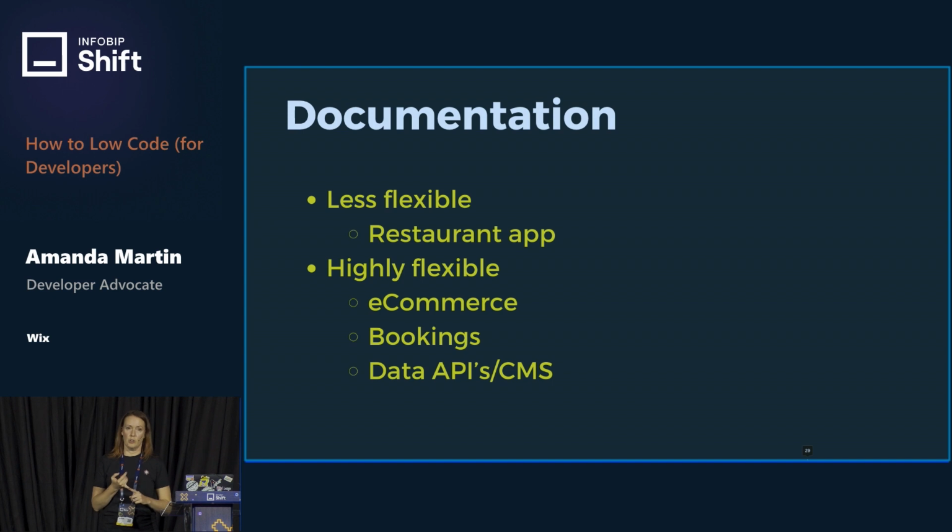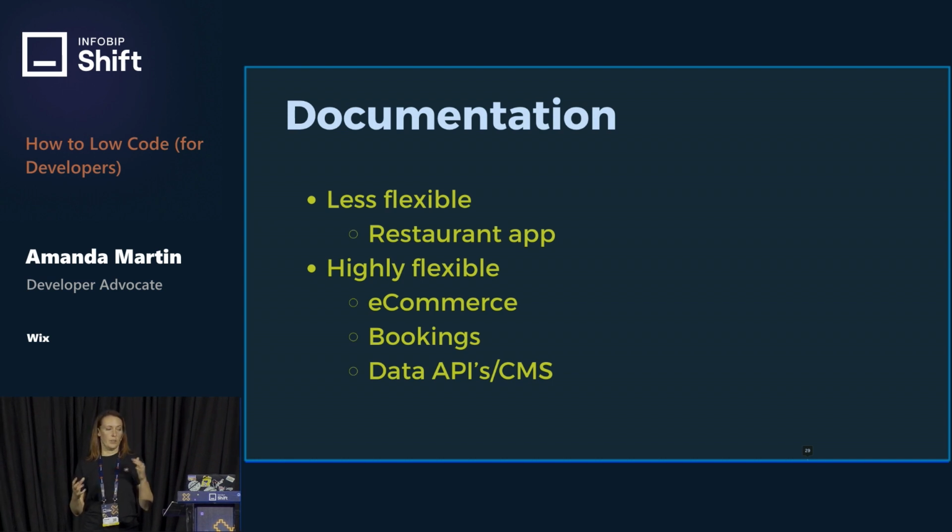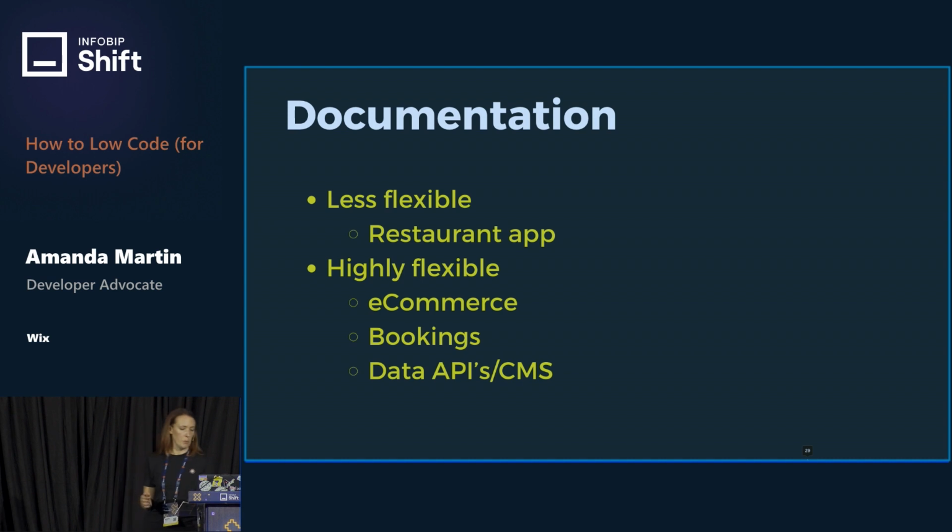E-commerce is highly flexible, has a full suite of APIs able to extend it in any way that you want. Bookings, for when they want to do cooking classes, full set of APIs, and same with the data APIs, the CMS capabilities. So now you can easily go back to that client and say, here are the restrictive areas of this, here are the flexible areas. Should we still move forward?